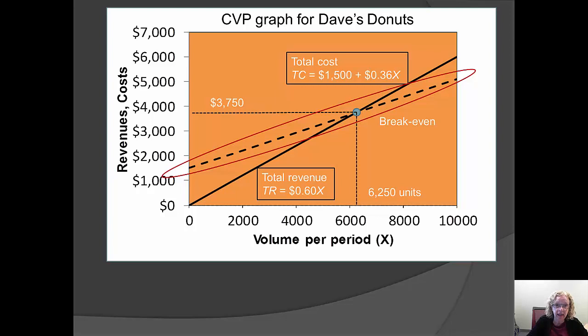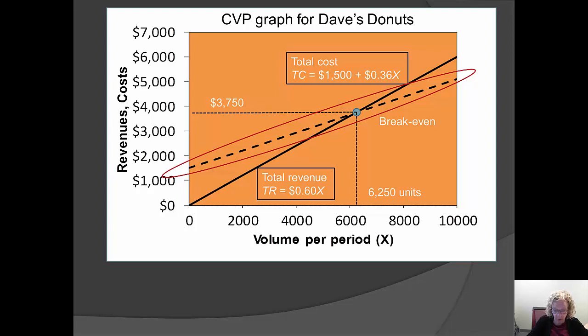This dashed line is our total cost line. Remember that our total cost is comprised of a fixed component and a variable component. The fixed component was $1,500, and then we had a total of 36 cents per unit above that amount for each donut that we made and sold. So the slope of this line is 36 cents per unit.